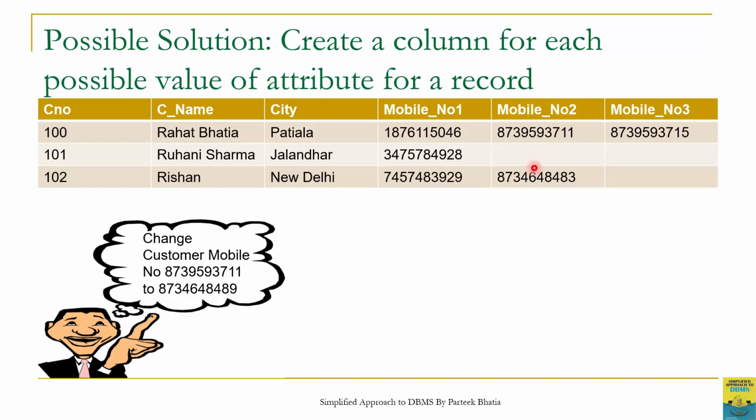Another problem of this strategy is that there will be a lot of nulls in the database. As you can see, there are two nulls for C number 101. There is one null for C number 102. Let's suppose customer 103 has 4 mobile numbers. Then again we have to add one more column for mobile number 4. This is not the desirable solution which we are looking for. So we have to look for some other alternative solution.